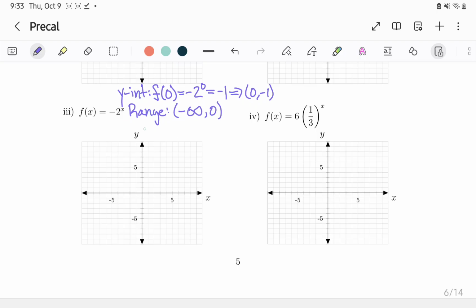And we still are going to have y equals 0 as our horizontal asymptote. Though, of course, this time, since we are dealing with a reflection about the x-axis, essentially, we are going to approach the horizontal asymptote from below instead of from above.